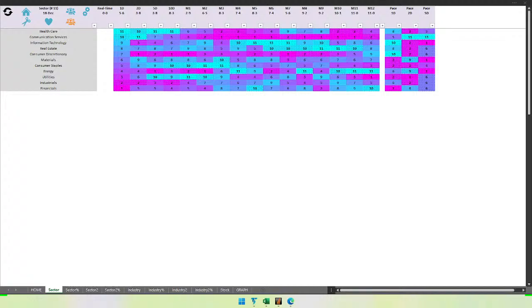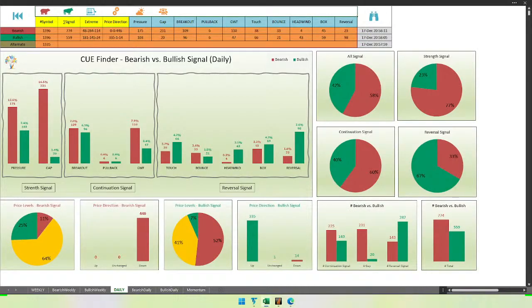Top down, we have come to a certain stage. We may drill down to healthcare, communication services, find strong fundamental stocks with buy setup, proper buy setup. Let's now look at the bottom up, starting from Q Finder.